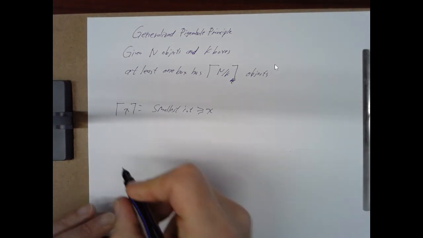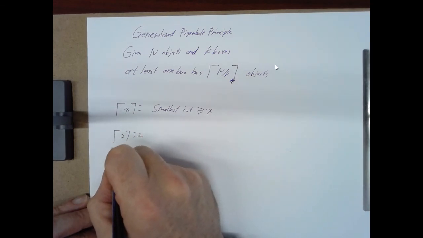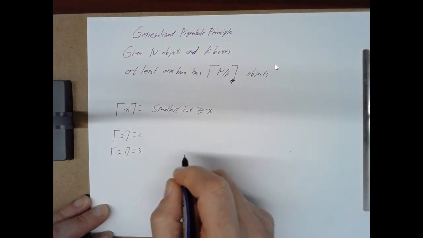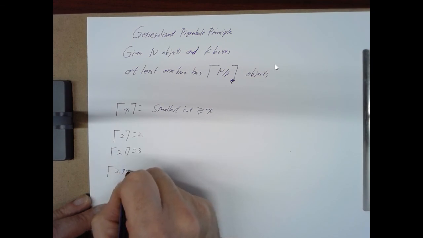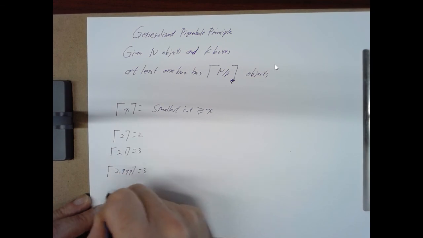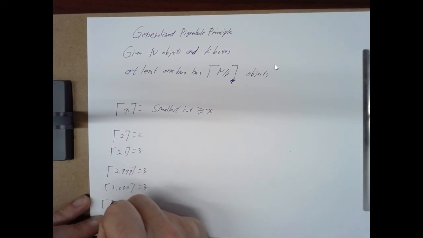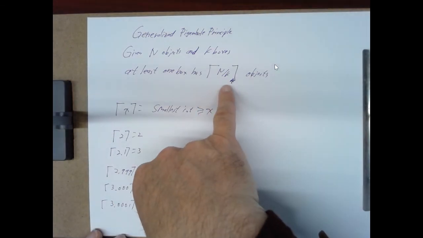So ceiling of 2 is 2. Ceiling of 2.1 is 3. All right, because 3 is the smallest integer bigger than or equal to 2.1. Ceiling of 2.999 is still 3. Ceiling of 3 is 3. Ceiling of 3 point just a little bit more takes you up to 4. So if you have n objects in k boxes, at least one box has whatever the ceiling of n over k is.